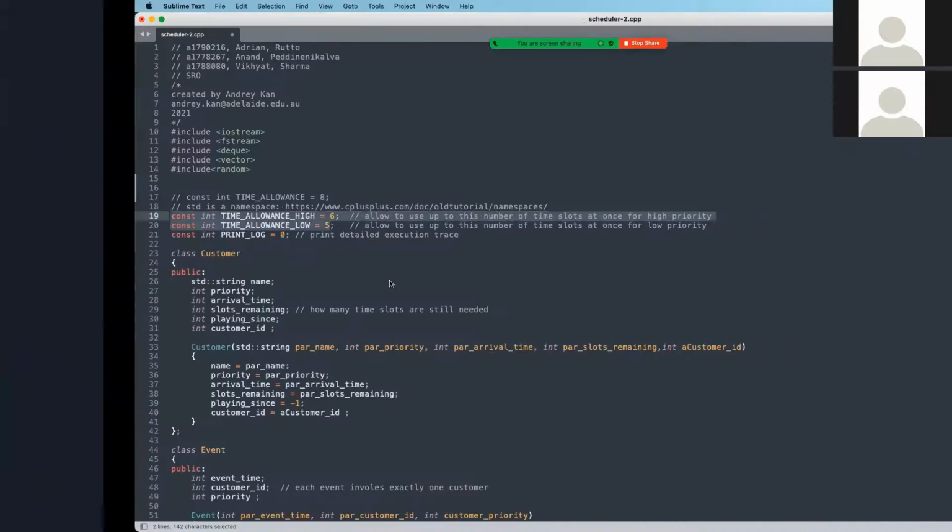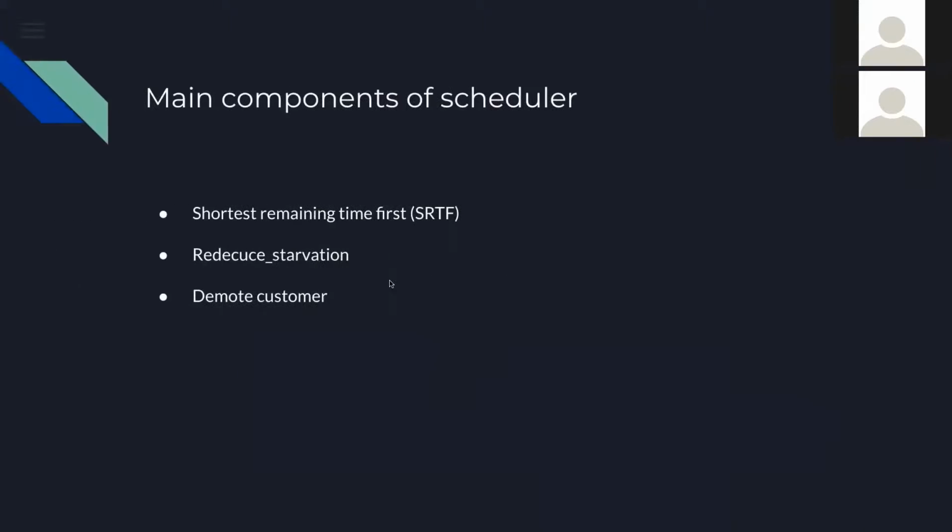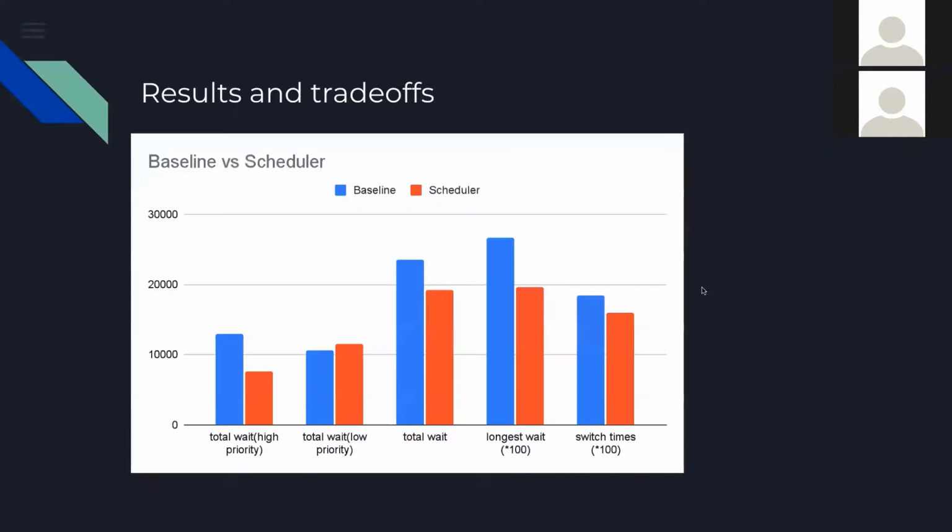As you can see, we have compared the performance of both the algorithms and visualized it using a graph. We can see that our implementation of the scheduler is satisfying all the requirements mentioned before, but it does come at a cost of a longer wait time for low priority customers.